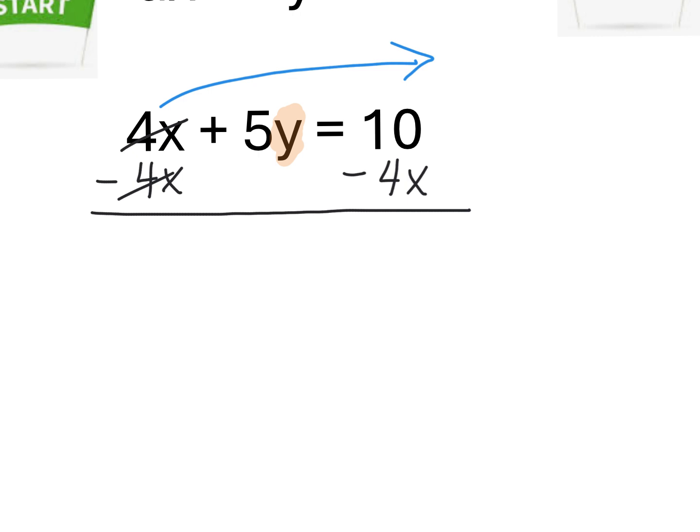So these 4 x's have now canceled each other out. They're not there any longer. So I'm just going to bring down the 5y, my equal sign, and 10 minus 4x. It's important to note that I am not going to do 10 minus 4 to get 6. I'm not going to do that because I don't know what x is equal to, which means that I can't combine the 10 and the 4x because they're not like terms.